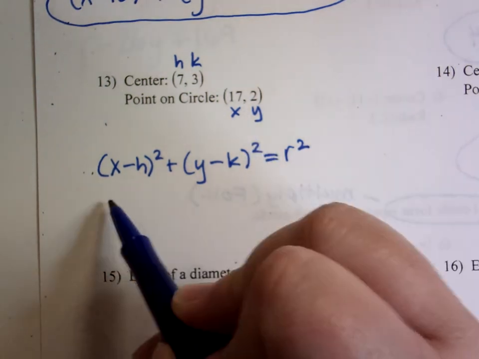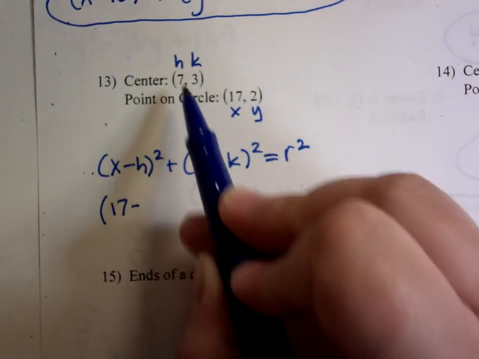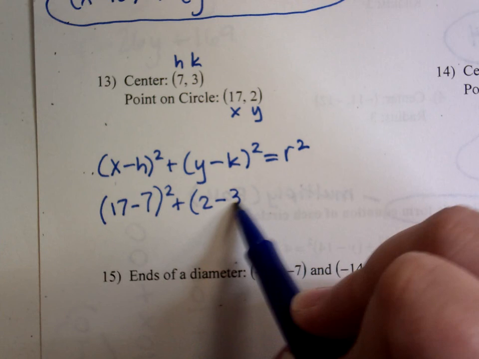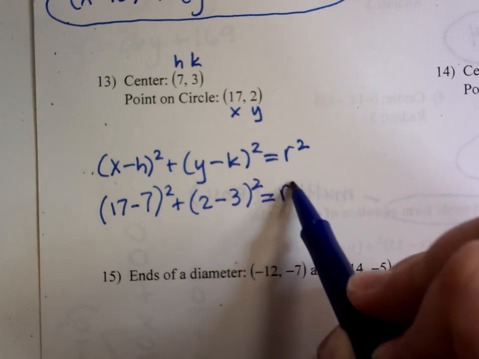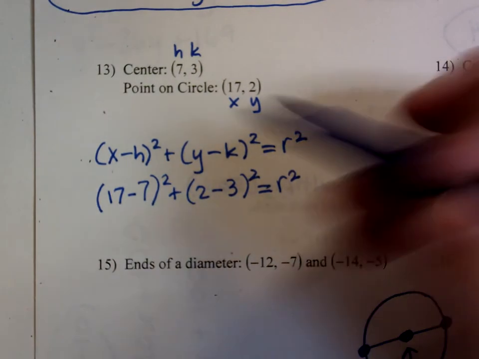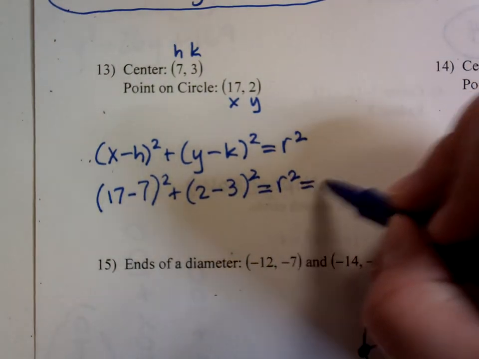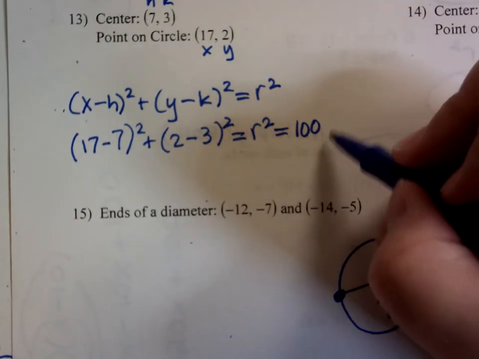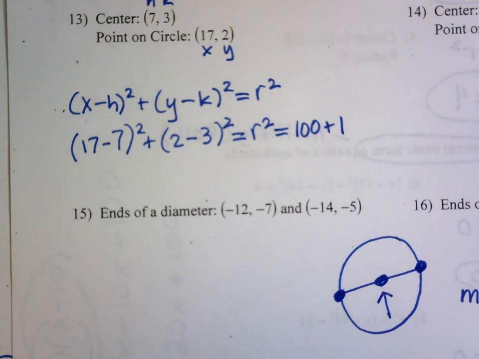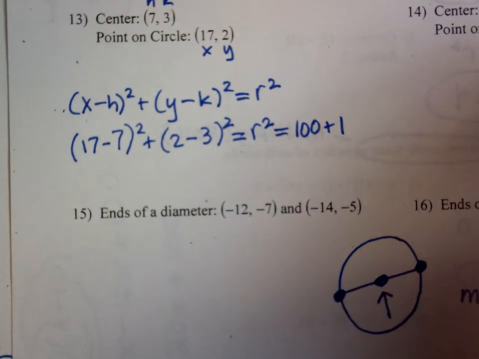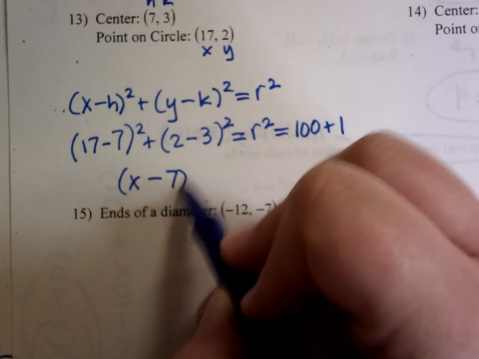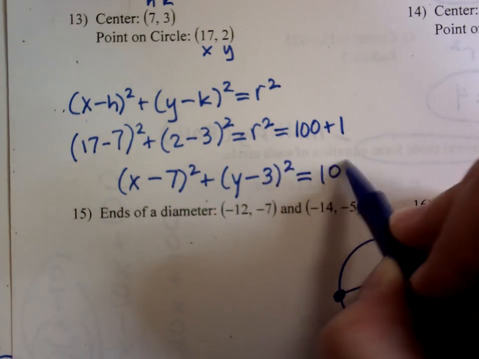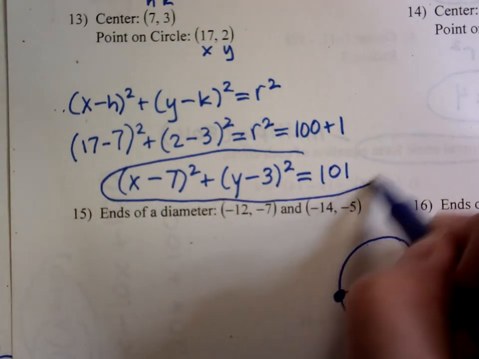So 17 goes in for X. H is 7. Y is 2. K is 3. Let's see what we get here. That's 17 minus 7 is 10. 10 squared is 100. 2 minus 3 is negative 1. Negative 1 squared is positive 1. So R squared is 101. So now I'm ready to write my equation because I have the center to plug in, and I have R squared, and that's what you need for an equation in standard form. So that's number 13.